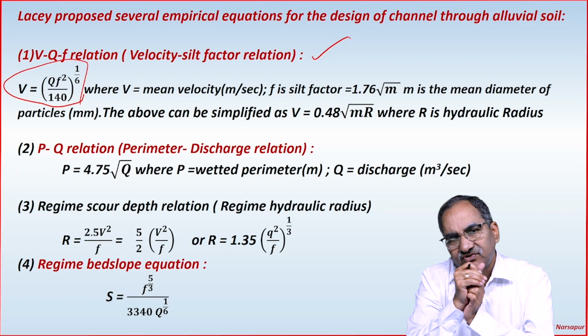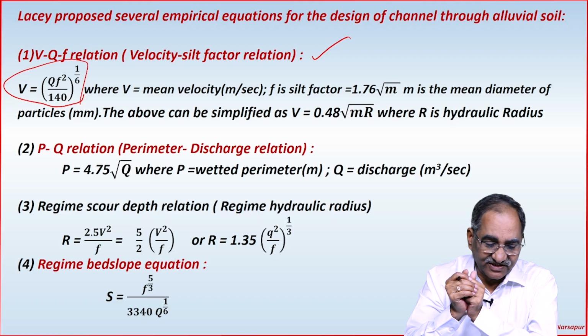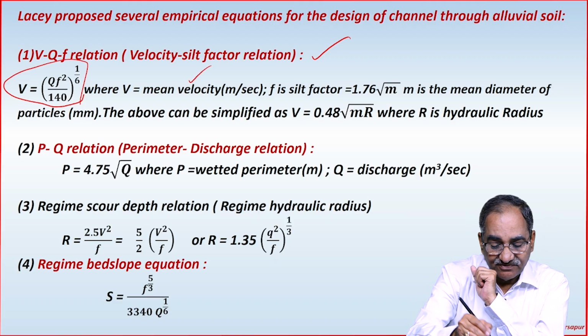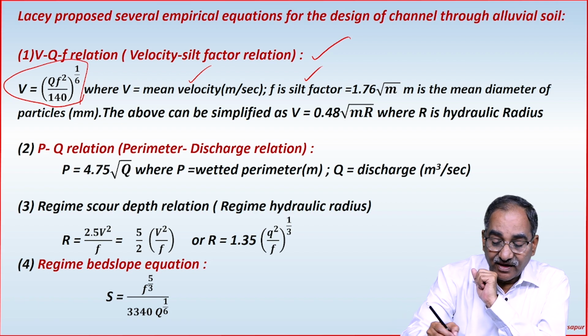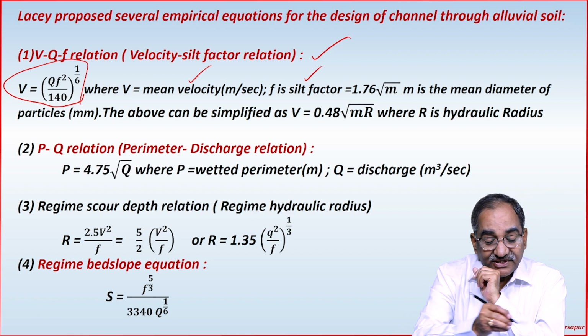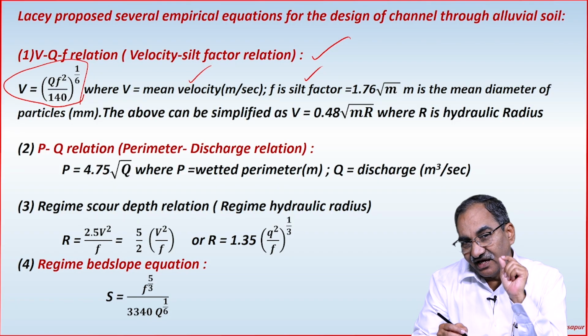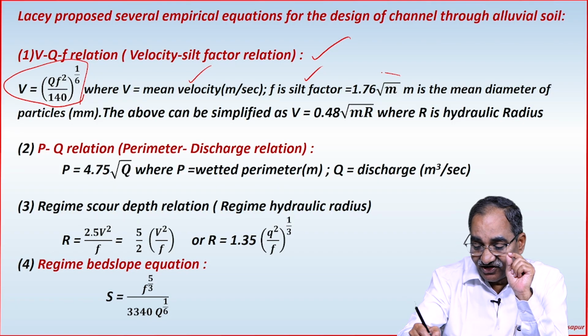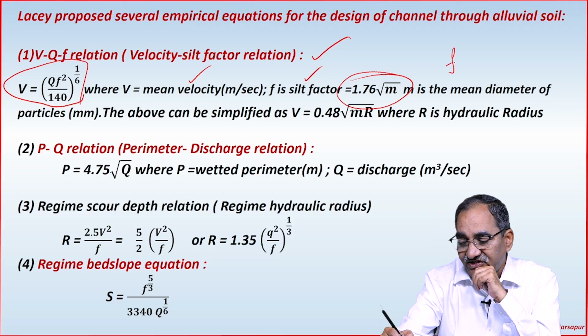V is equal to (Q f squared / 140) to the power of 1/6. Here V is the mean velocity, F is the silt factor. The silt factor depends on the size of the silt particle. If the size of the silt particle is known, then the silt factor can be calculated. F is equal to 1.76 root of m. Here m is the diameter of the silt particle.